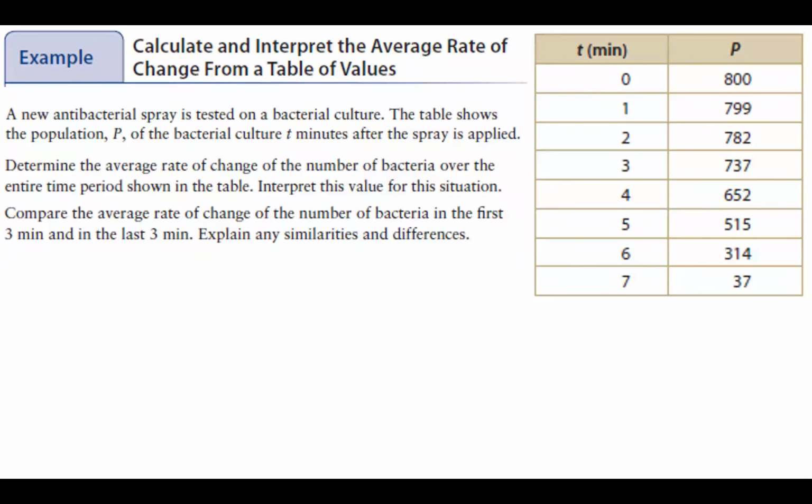So this time we are given a table, not a graph. So can we calculate and interpret the average rate of change from a table of values? The answer is yes. So let's have a look at this example here. A new antibacterial spray is tested on a bacteria culture. The table on the right shows the population P of the bacteria T minutes after the spray is applied. Determine the average rate of change of the number of bacteria over the entire time period shown in the table. Interpret this value for this situation.